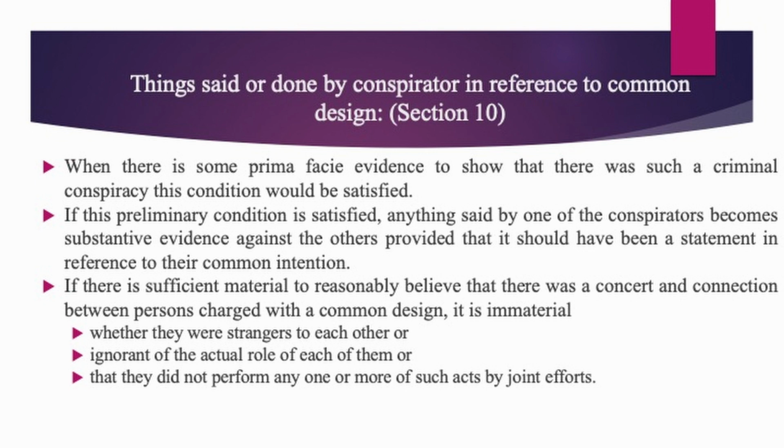Once there is sufficient material to reasonably believe that there was a prior meeting of minds and connection between persons charged with a common design, it is immaterial whether they were strangers to each other or ignorant of the actual role each one of them played, or that they did not perform any one or more of such acts by joint efforts. The acts and statements of one conspirator would be relevant against the other conspirators, showing that such a person was a member of the conspiracy, but this cannot be used in favor of another conspirator for showing that he did not take part in the conspiracy.